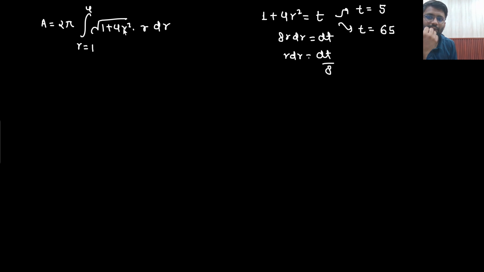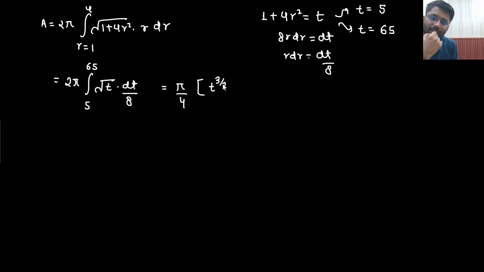Understandable? If the value of r is 1, then put 1 here, it will become 5. If the value of r is 4, then 4 squared will be 16, and the value of t will be 65. So what we are getting is 2 pi, t going from 5 to 65, under root t dt by 8. What we are getting is pi by 4, t to the power 3 by 2 divided by 3 by 2, from 5 to 65.